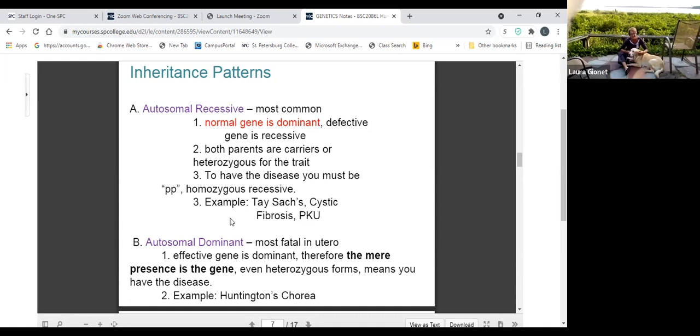So maybe on the side, I might write, hey, big T, and then comma, big T, little t, equals being normal, right? Because the capital letter dominates, and we're now defining, hey, when you see that capital letter, it means you're normal. To only get the disorder, Tay-Sachs disease, would be two lowercase letters, being homozygous recessive. So two little t's would equal Tay-Sachs disease.